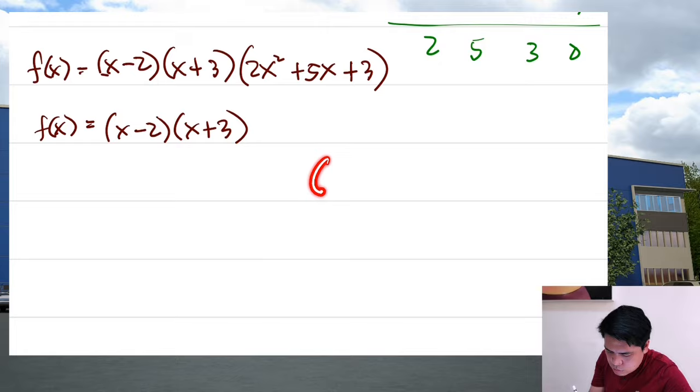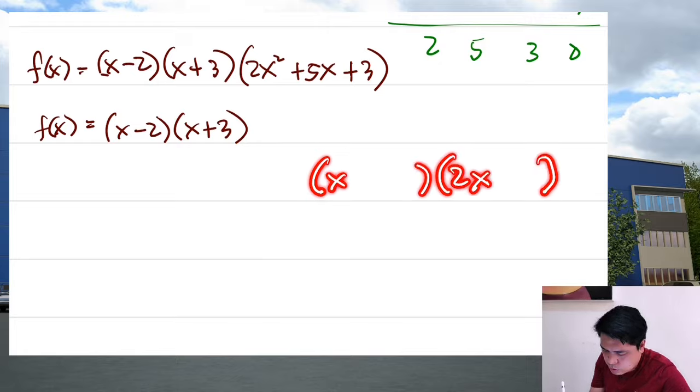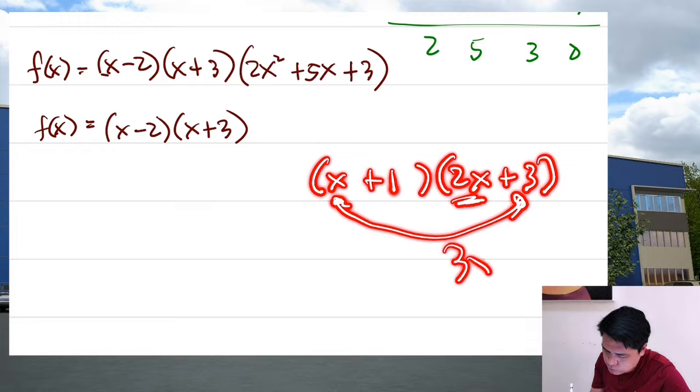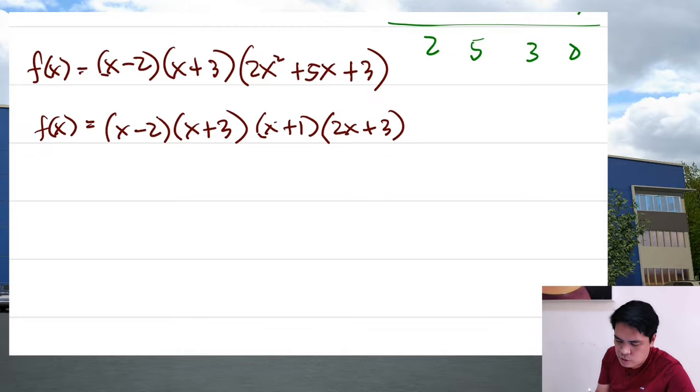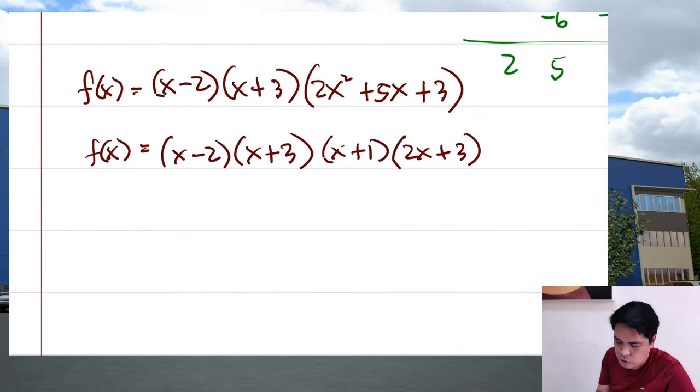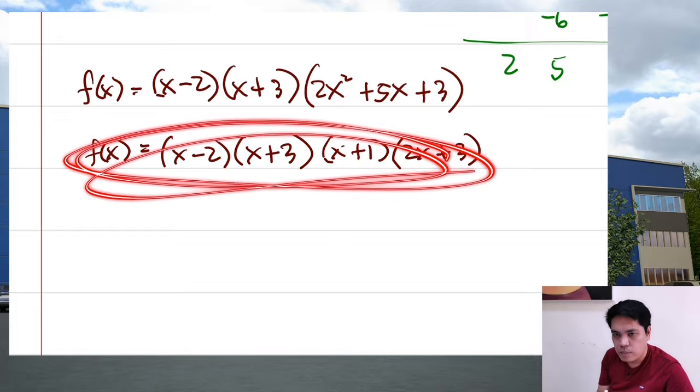By inspection, say the factors are x and 2x. By trial and error, let's try 1 and 3. That would be 2x squared, then we'll have 3x, and that works. So that's 5x. So therefore, x plus 1 and 2x plus 3. So this is the complete factorization of the given polynomial. That's it.